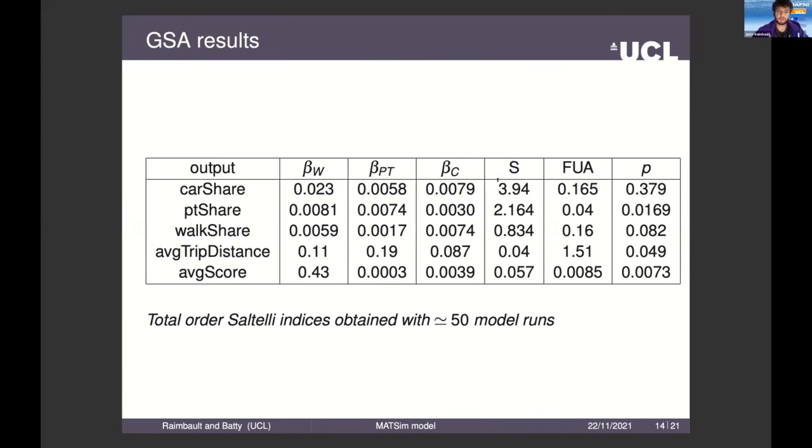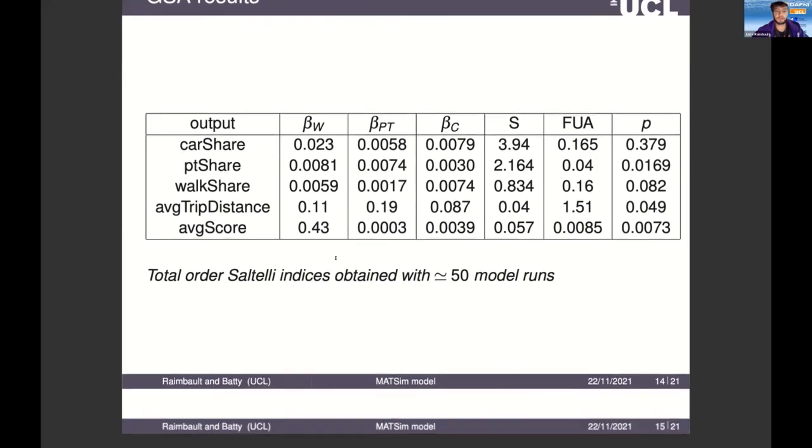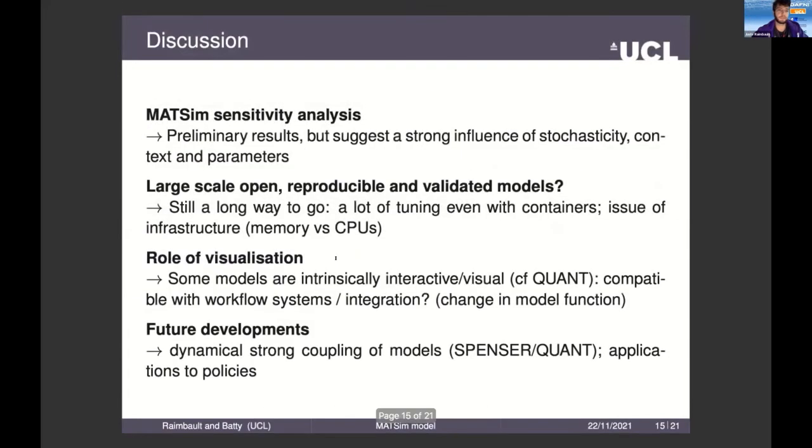So stochasticity has a strong influence on the mode share. And then also the area: if you change the area, you will have quite a small but non-negligible influence on the different mode shares, and a strong influence on the average trip distance, for example. So we need to run more, but it's quite interesting. And I think it's one of the first times such an analysis has been run on the MATSim model.